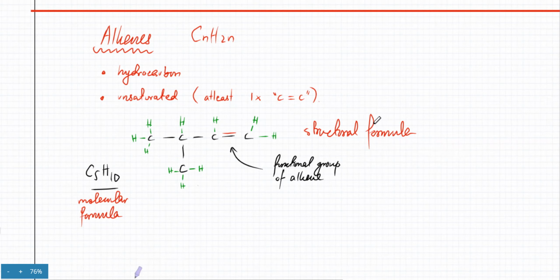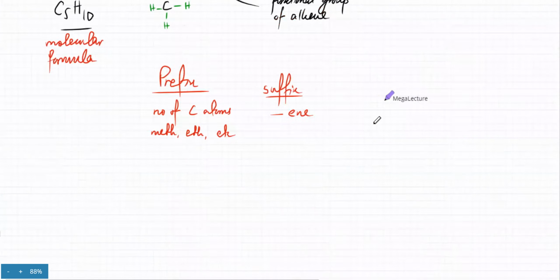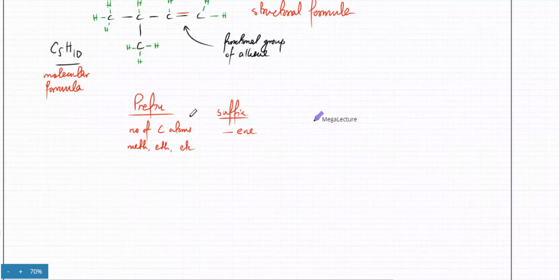Okay, now naming. The prefix is the same. You're going to have a prefix, and that depends on the number of carbon atoms. So it's going to be exactly the same thing: meth, eth, prop, but, etc. The suffix is going to be different. The suffix is going to be "-ene". So the suffix is the ending part. So the name would start with the prefix, the number of carbon atoms, and it would end with "-ene".